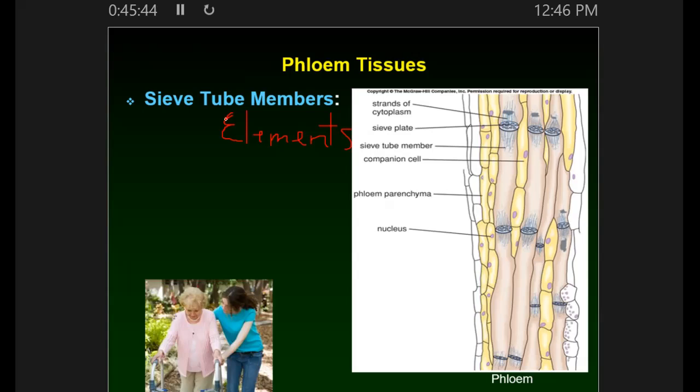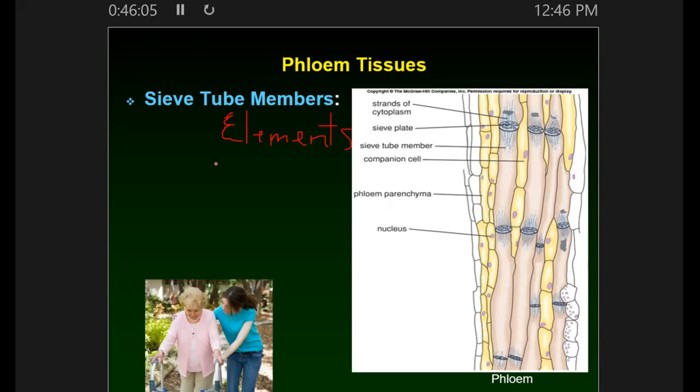So this is what we zoom into when we're thinking about what's the job of the phloem. It's the sieve tube members that will be transporting primarily sugars through the plant body. So xylem is for water and minerals. Phloem is sugars, a big one that's getting transported.